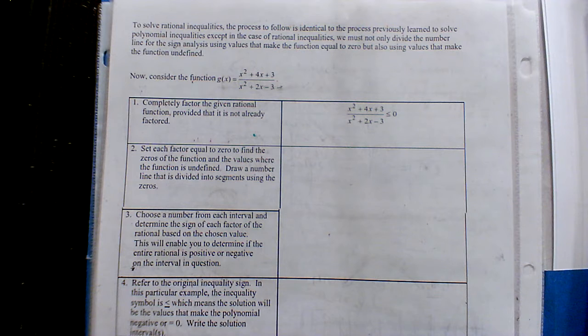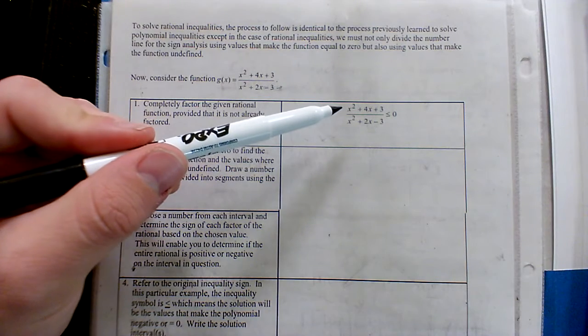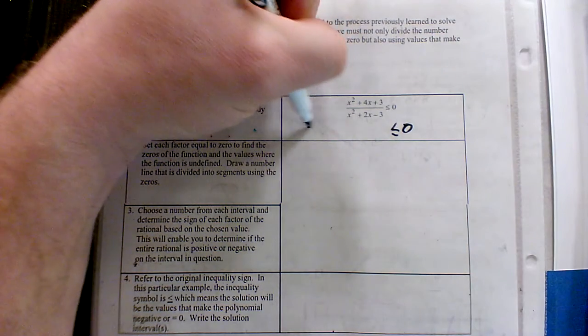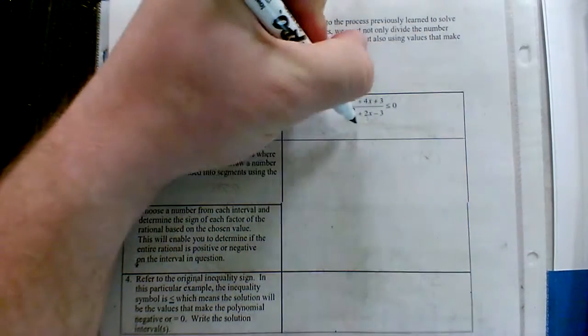All right, so we need to completely factor the given rational function, provided that it is not already factored. So if we look at it, it is not already factored. So let's go ahead and try to factor it. We need to factor the top and the bottom. So I'm going to write it over here so I have a little more room.